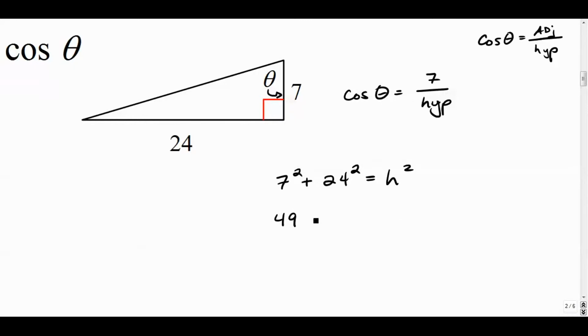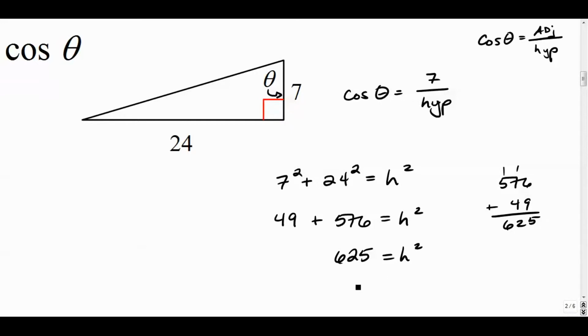So this is 49 plus 24 squared, which is 576, equals h squared. And we'll add those together, 576 and 49. That's 625. And you take the square root of that and you get 25. So the hypotenuse is 25 units. So 7 over 25 is the answer.